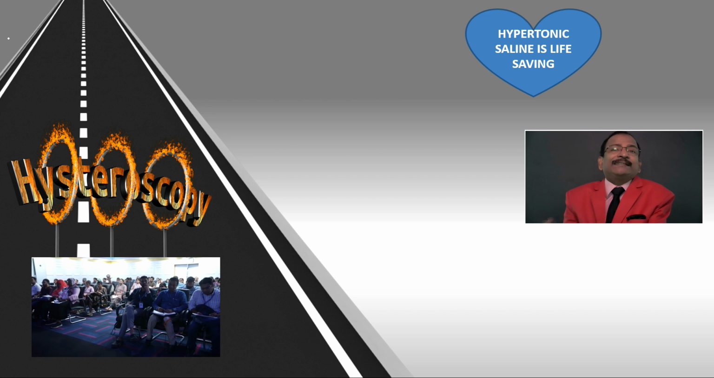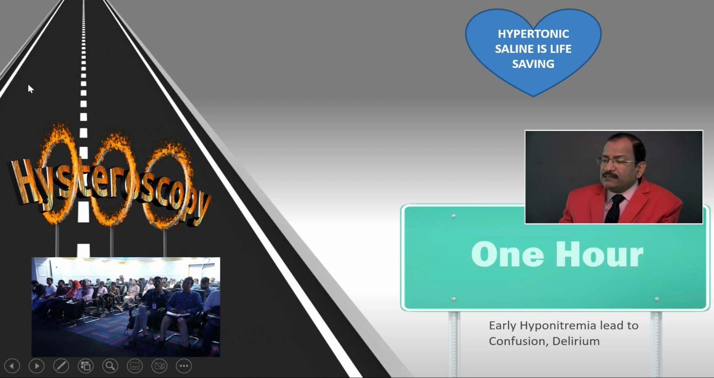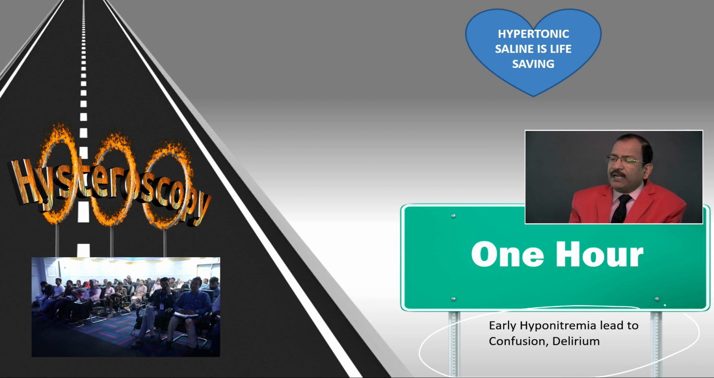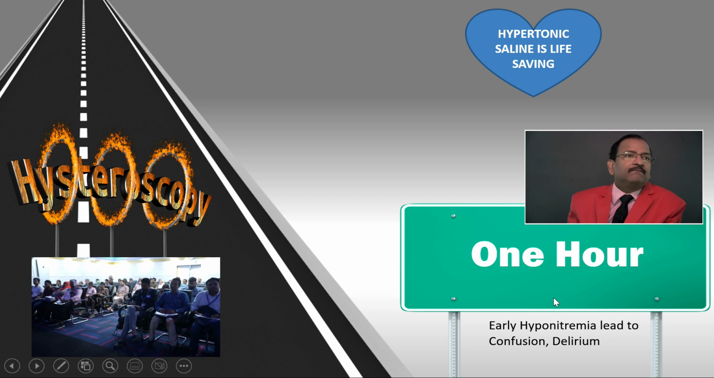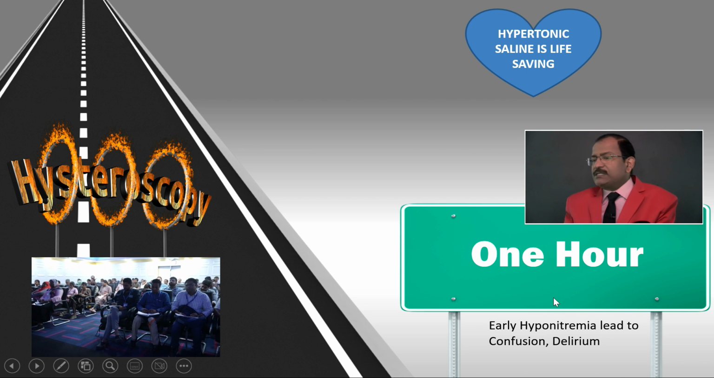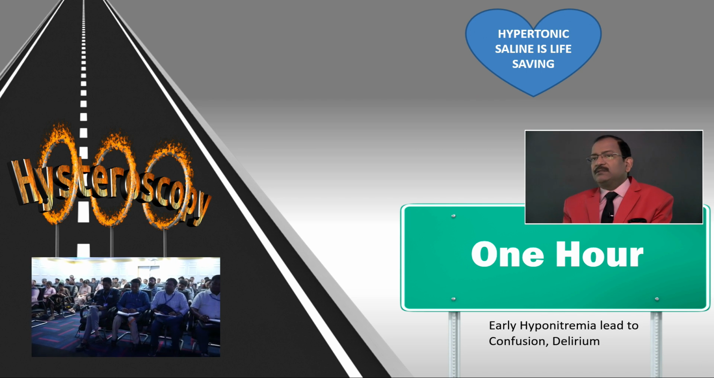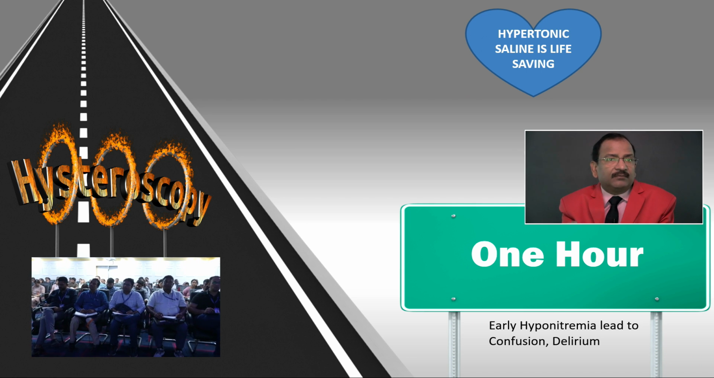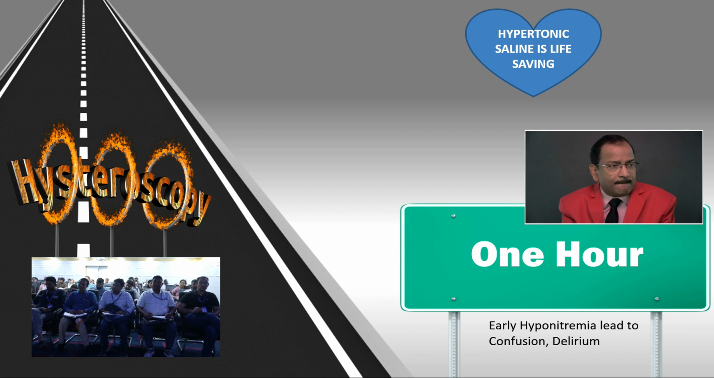Because the first sign of hyponatremia within 1 hour is early hyponatremia creating confusion and delirium. This is the first sign, even for TURP syndrome, which happens first after prostate surgery. Confusion and delirium.